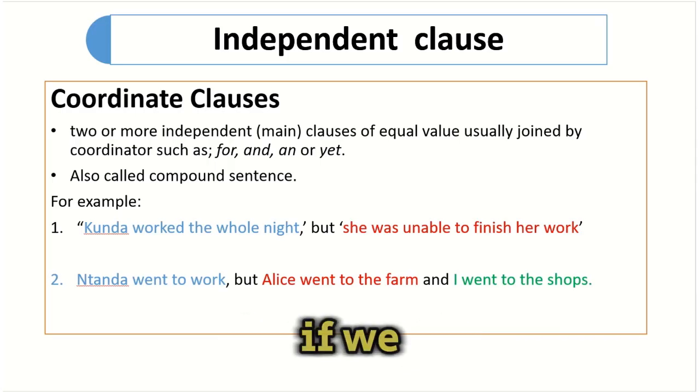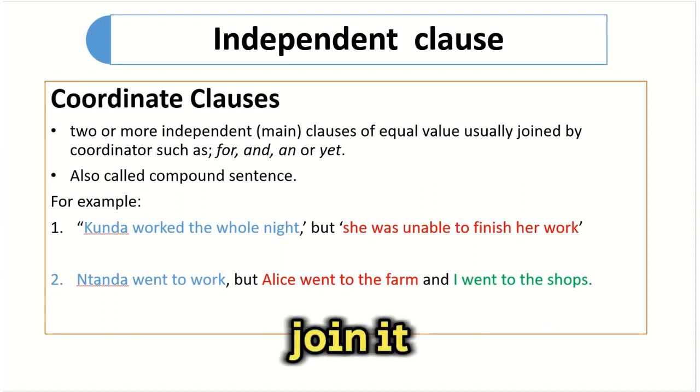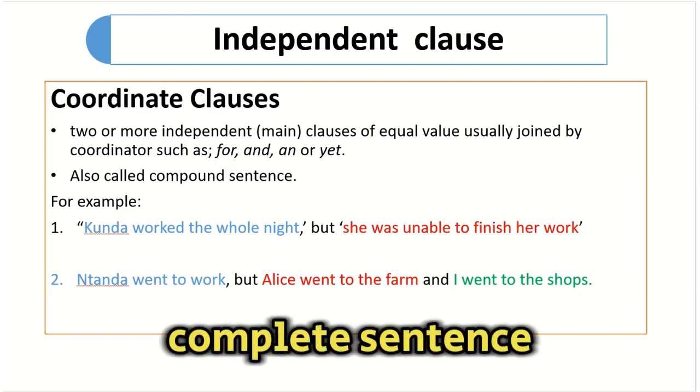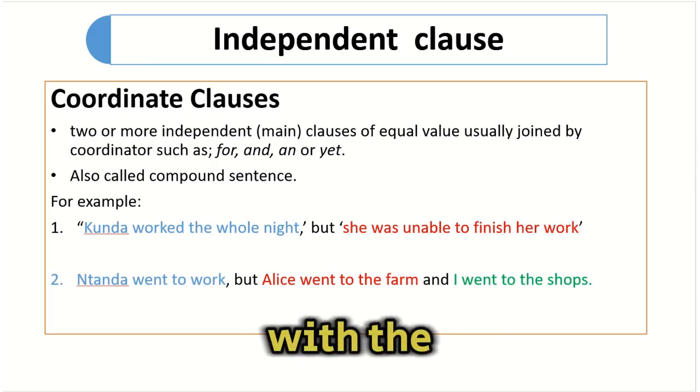For example, if we say, Kunda worked the whole night, but she was unable to finish her work. Kunda worked the whole night is the first clause, but this can stand on its own as a sentence. When we say Kunda worked the whole night, it's a full sentence and it has a complete meaning. Then we join it with she was unable to finish her work. This is also a complete sentence and can stand on its own. But when we join them with the coordinator but, it is read as worked the whole night, but she was unable to finish her work.